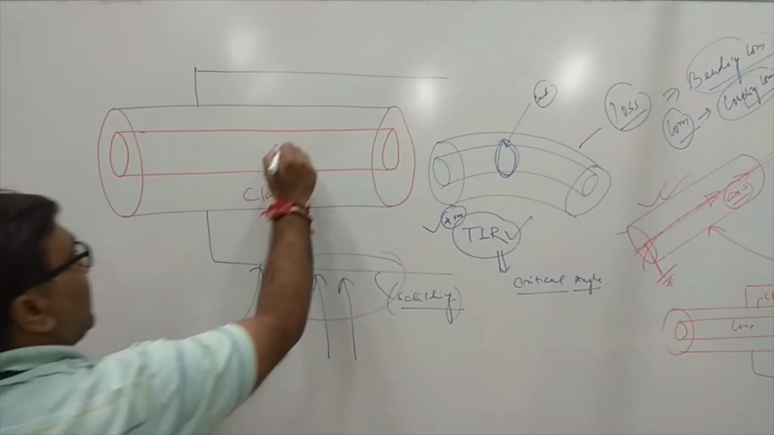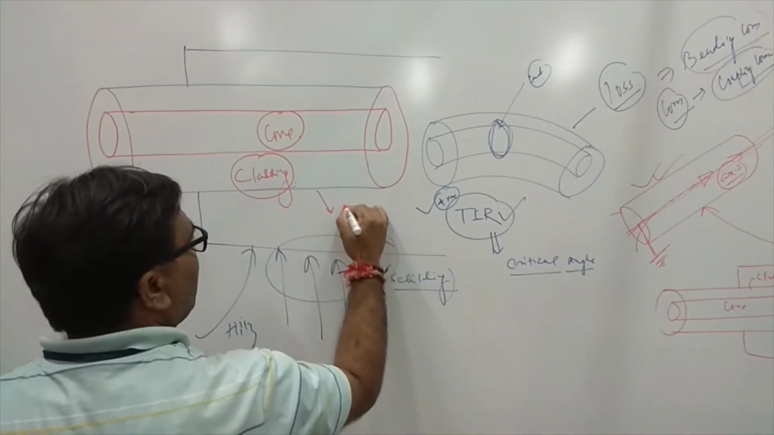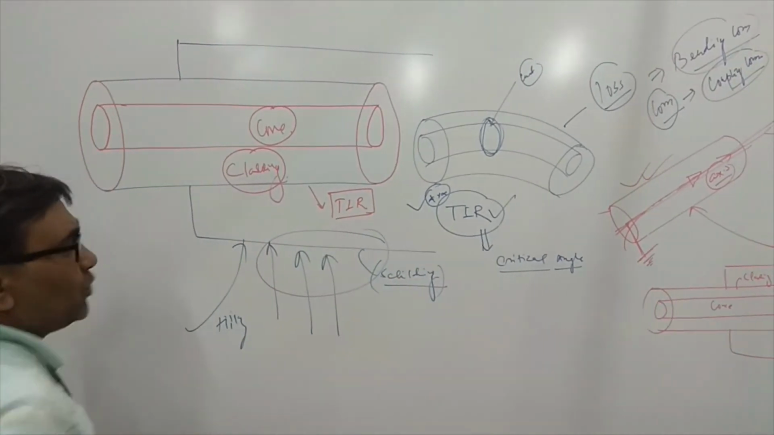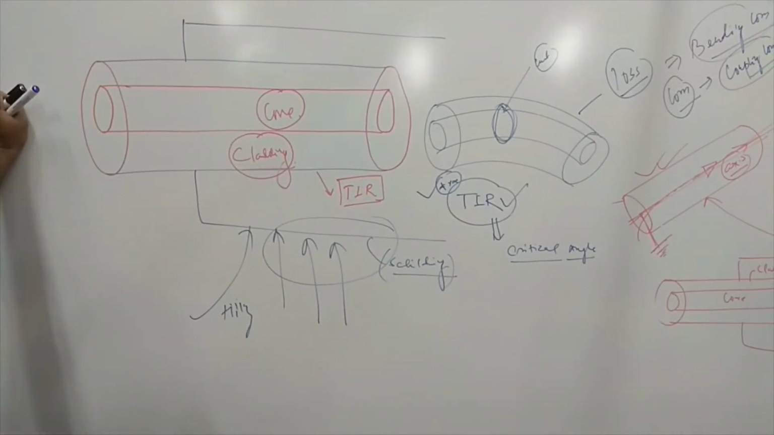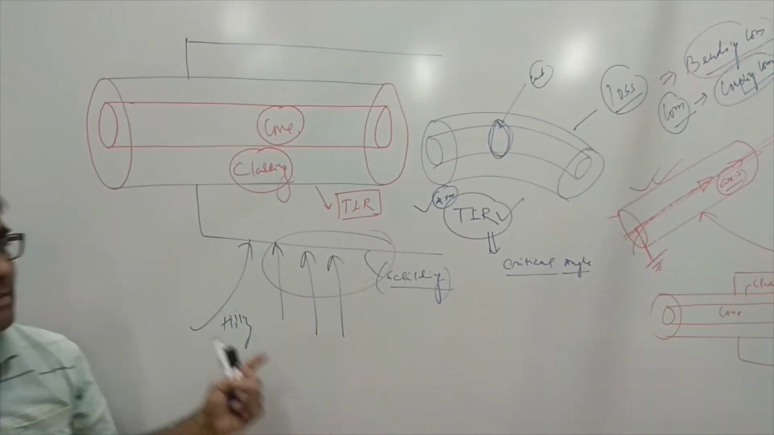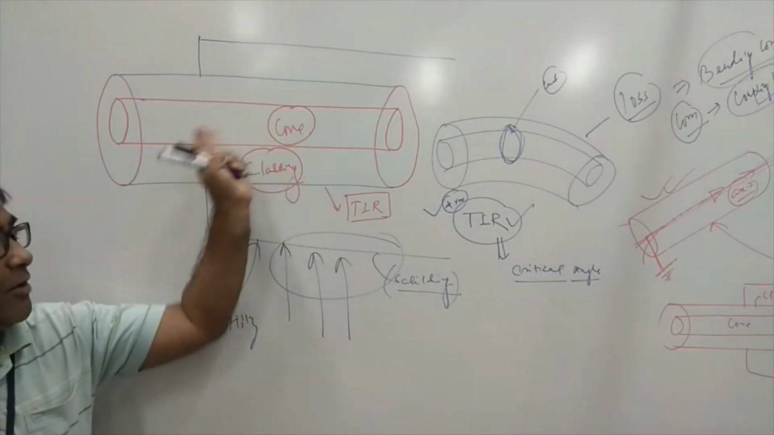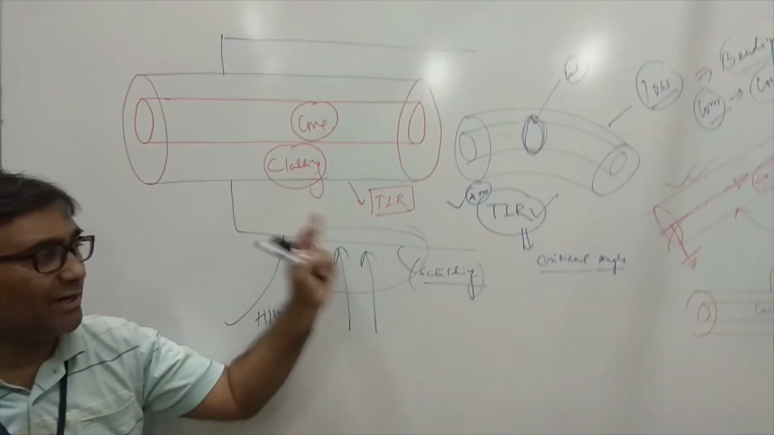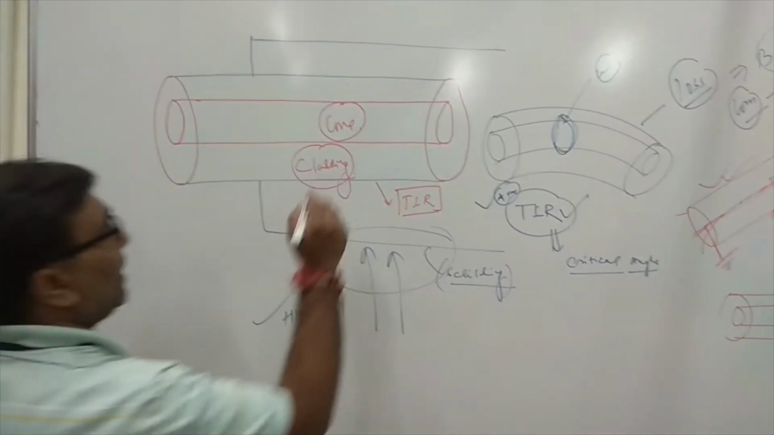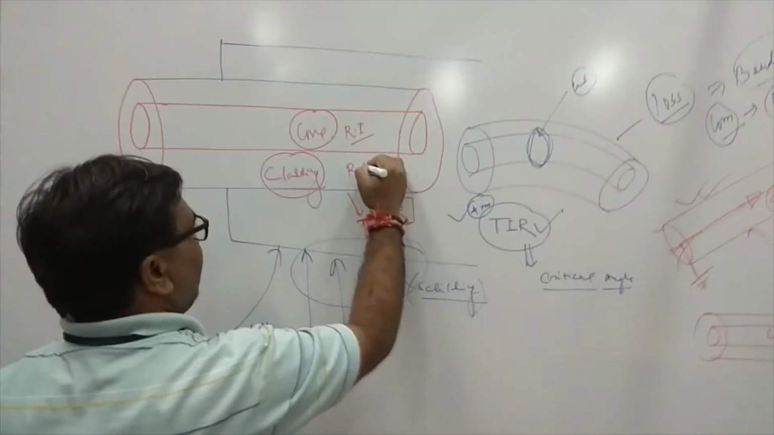Core and cladding are really important for total internal reflection. For total internal reflection, the core and cladding factor is very, very important. So every time the first question asked in optical communication is on which phenomenon optical fiber communication is based: total internal reflection. But the second question is, what is the refractive index of the core and what is the refractive index of the cladding?